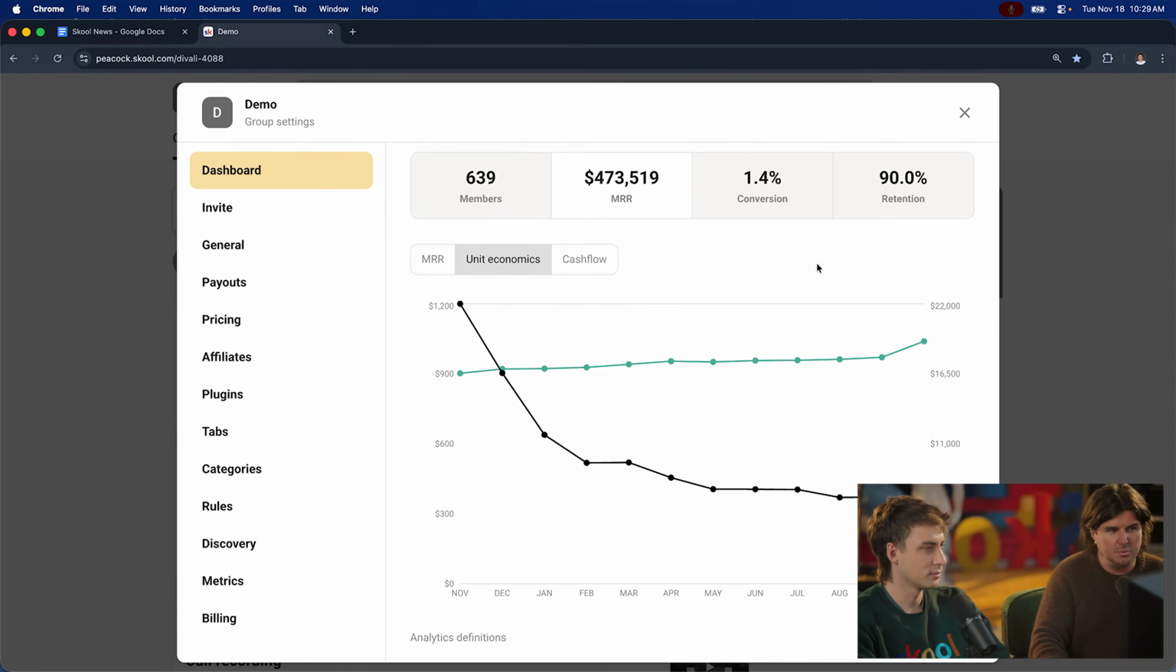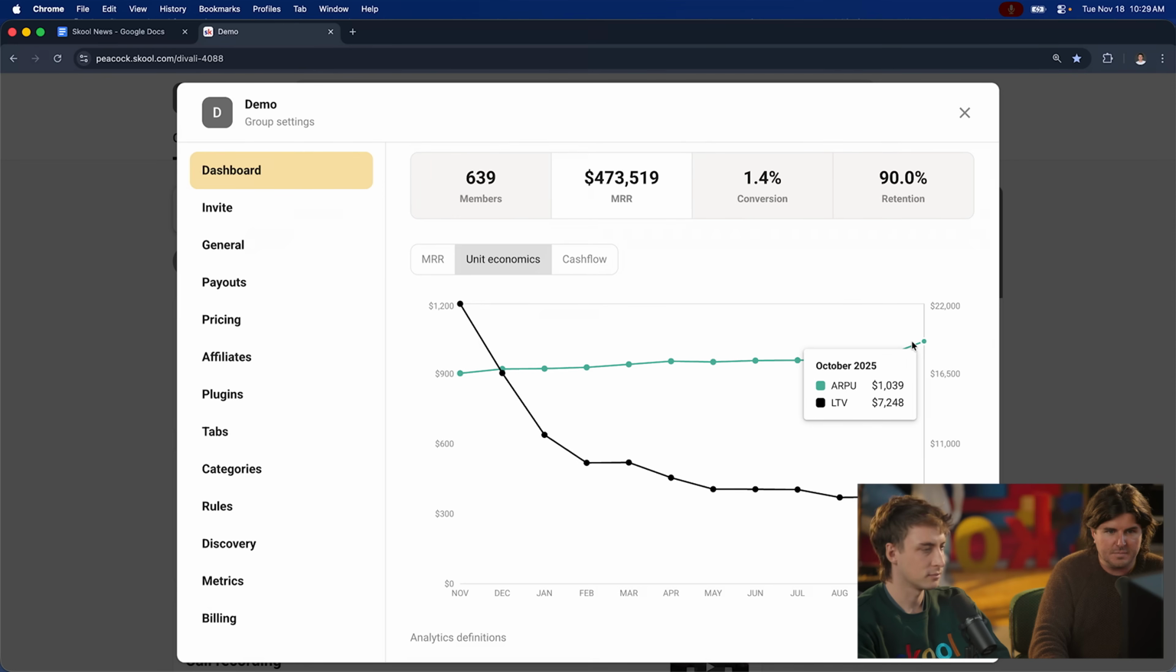And for Skool, we've got $9 and we've got $99. And then there's a blend of these, and our average revenue per user is somewhere in between those. It's like average revenue per user per month. Yes, it's monthly.